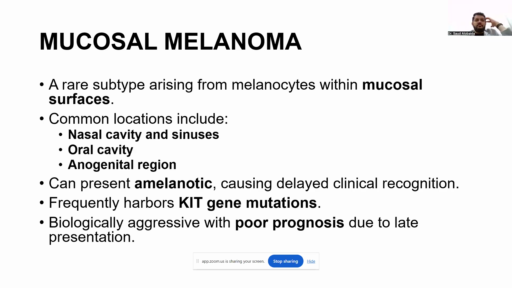Mucosal is very challenging because it can occur in all mucosa, and sometimes, unfortunately, becomes amelanotic as well. So that makes it very difficult to diagnose. And the frequently harbored mutation is KIT, again mentioned that, and it has an aggressive and poor prognosis.